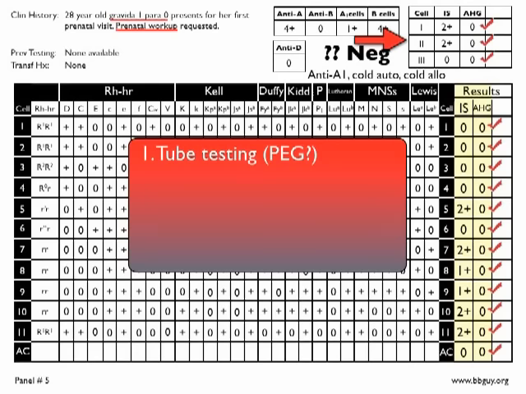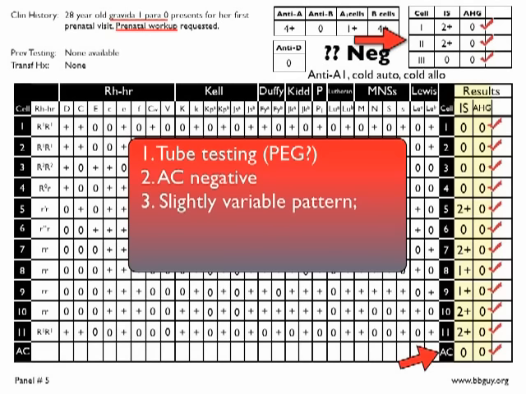Second, the auto control is negative. Great news. We like that. We don't want to have positive auto controls. Third, there is a slightly variable pattern when you look at the positives and negatives, and you can see these. There's 1 pluses and 2 pluses, but nothing more widely spread than that, as well as some negatives.